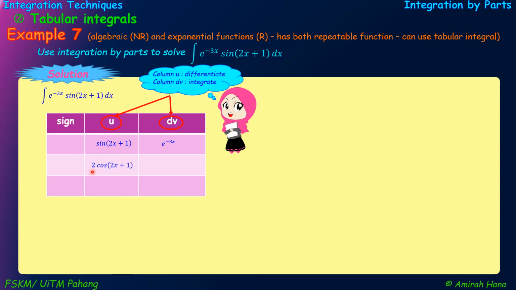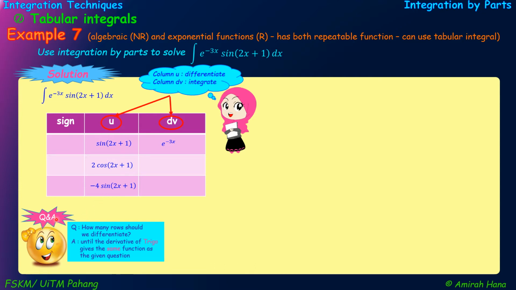After that, we differentiate cos of (2x plus 1). We get negative sine of (2x plus 1), with 4 here because we still have the constant 2. When we differentiate the bracket, we get 2, and then 2 times 2 gives 4. And when we differentiate cos, we get negative sine. That's why we get negative 4 sine of (2x plus 1) after we differentiate cos of (2x plus 1).